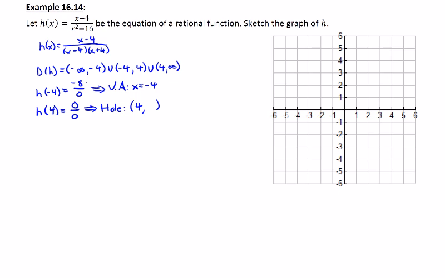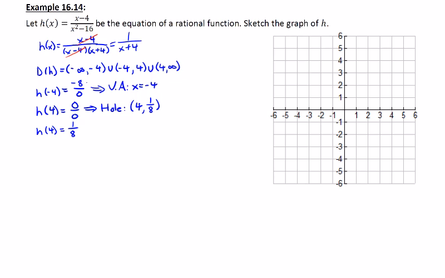So let's go back to h of x, and let's go ahead and cancel out the x minus 4 common factors to write down 1 over x plus 4. Then I can reevaluate. h of 4 would then be evaluated to be 1 over 8. So I know the exact location of the hole. It's going to be at 4 comma 1/8.